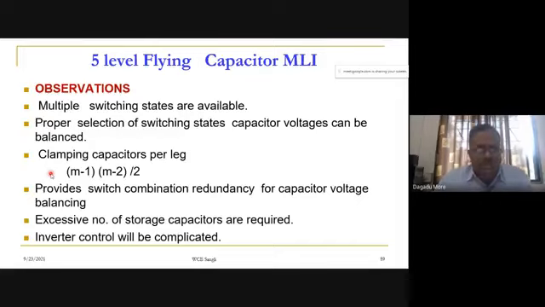But now here we have seen the requirement of capacitors for this one leg. Normally our inverter is 3 leg, so out of that, for one leg, the number of capacitors required is m minus 1 multiplied by m minus 2 divided by 2, where m is the level. If you take m equal to 5, so 5 minus 1 multiplied by 5 minus 2 divided by 2, so 4 into 3 divided by 2. So the capacitors will come out to be 6.